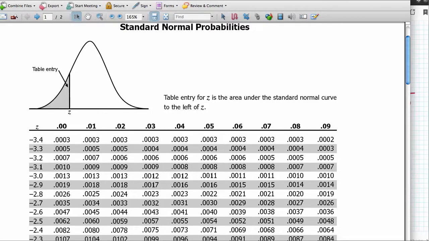So let's say, for instance, I wanted to find the probability for -3.02. So here's -3.02, and I'm finding the area to the left of that. In other words, I'm finding the probability that z is less than or equal to -3.02. So I'd be finding this right here, and I'd come over here until I got to -3.02. And that number right there is the probability under the curve.